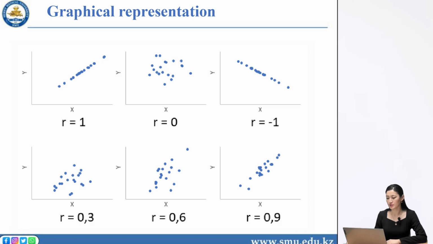If R is 0.6, dots are along the line, not towards the line. If R is 0.9, here dots are close to the line.